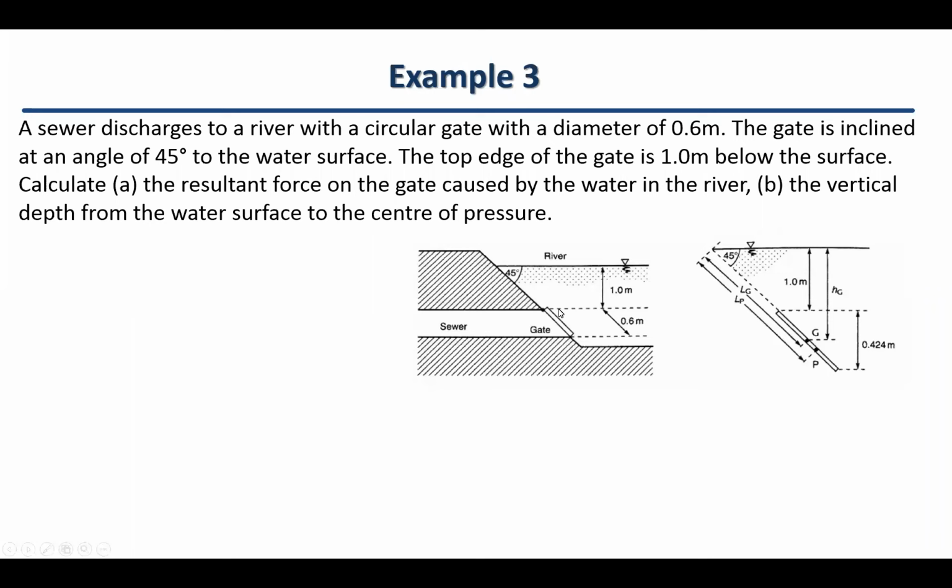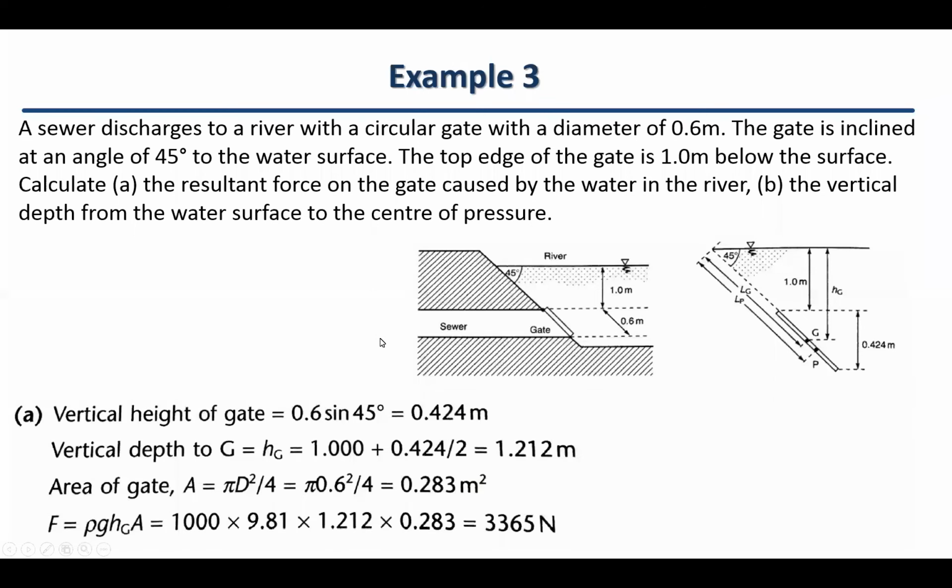So we need the vertical depth, bear in mind, not the inclined length of the center of pressure. If we plot the inclined lengths LG and LP, we can use the formula that we learned to calculate LP. Then we need to convert this inclined length LP to the vertical length, because the question, section B, asks for the vertical depth from the water surface. Pay attention to this point as well. So let's look at how we're going to go ahead with this one.